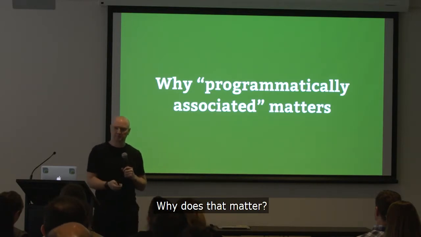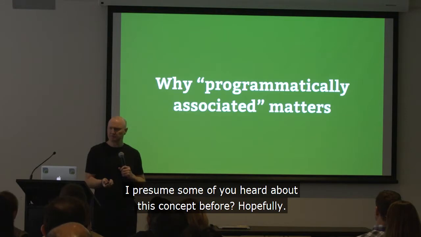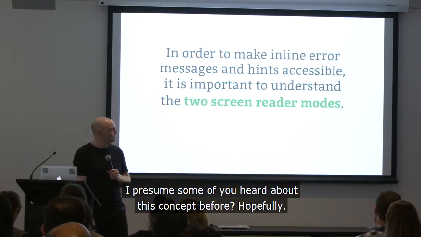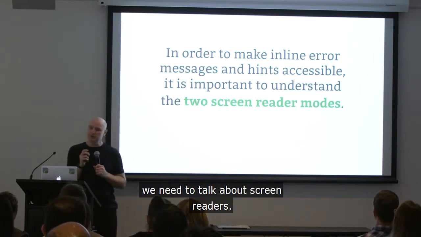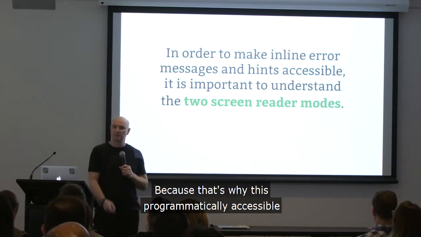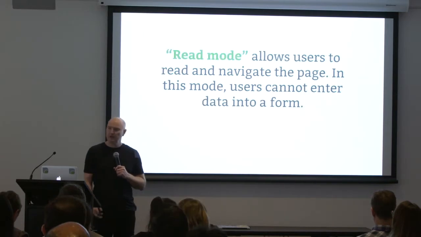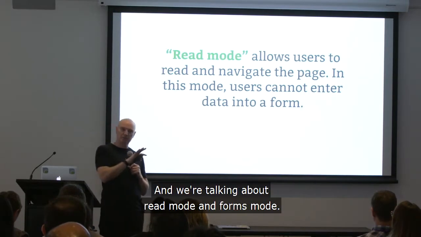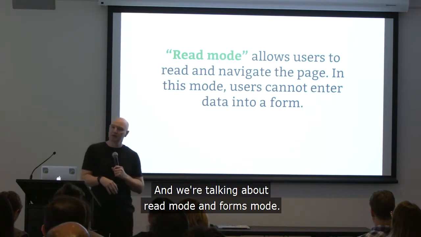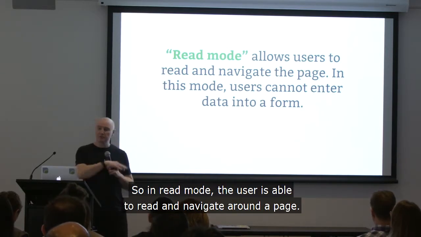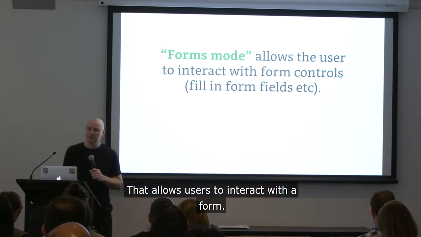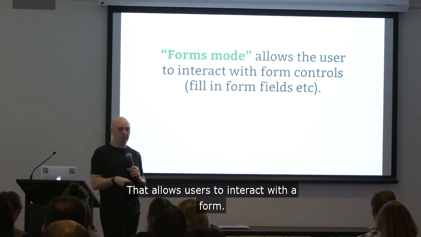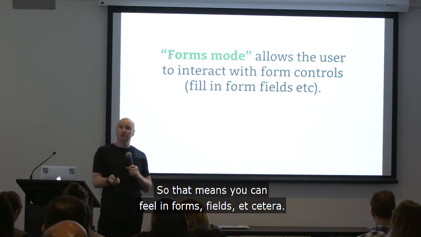Why does that matter? I presume some of you have heard about this concept before? Hopefully. So in order to make inline error messages and hints accessible, we need to talk about screen readers, because that's why being programmatically accessible becomes important. And we need to talk about two modes: read mode and forms mode. In read mode, the user is able to read and navigate around a page, but they don't interact with form controls in this mode. Forms mode allows users to interact with a form, so they can fill in form fields, etc.